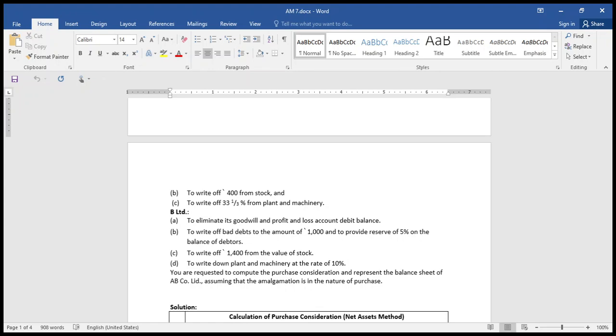You are requested to compute the purchase consideration and represent the balance sheet of AB Company Limited, assuming that the amalgamation is in the nature of purchase. So this is a 12 marks question. You just need to calculate purchase consideration and you must represent the opening balance sheet. That's all. Now tell me under which method the purchase consideration is to be calculated.